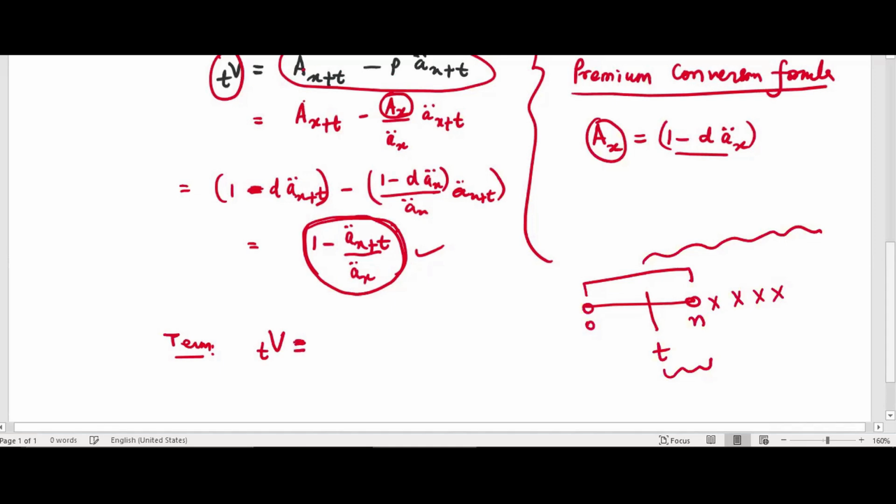So let me write this, 1 minus. Term means this is the endowment one. Okay, endowment is also term. I'm talking about endowment assurance, sorry. So you can use this formula.